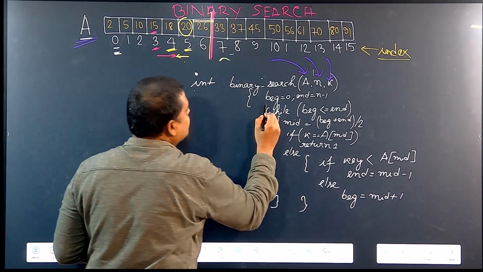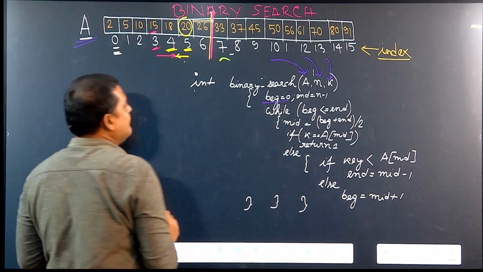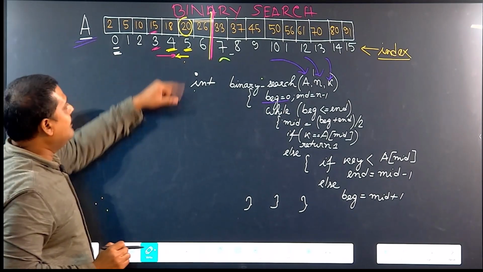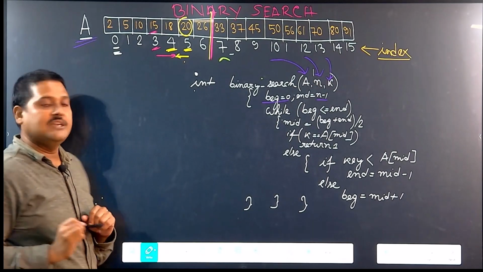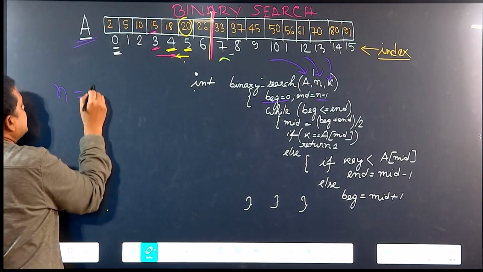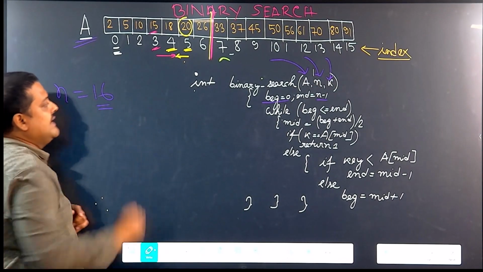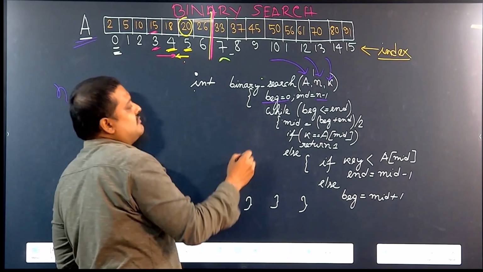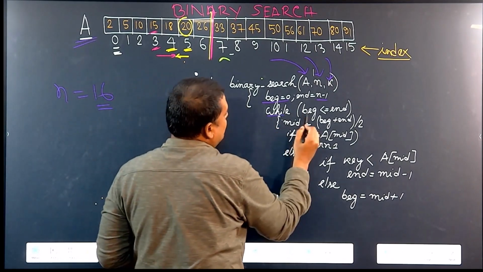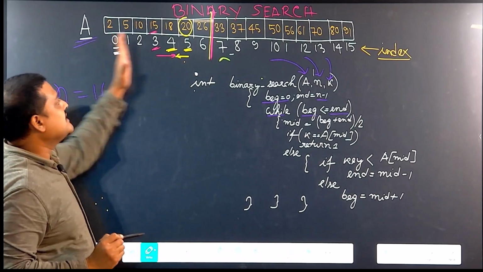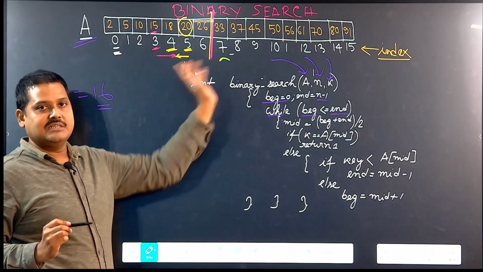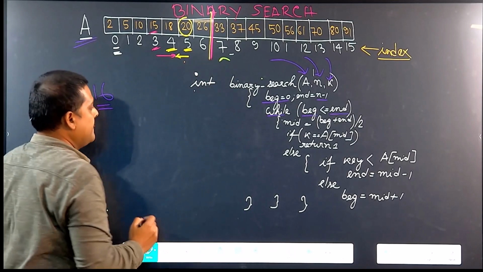Now, begin is what? This value is initially 0. The end value is N minus 1, because N is the size of the list. So, N is 16, and N minus 1 is the end index. Now, while begin is less than or equal to end, we will continue this task.